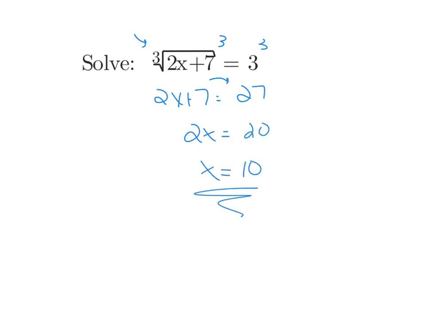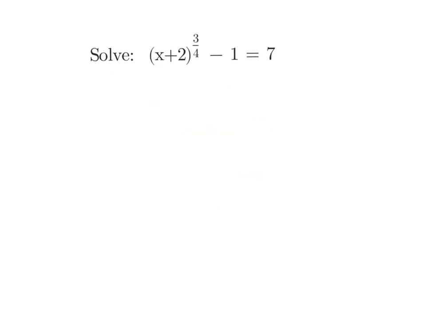And there we go. Check your answer. Plug 10 back in there. If I put 10 in there, 2 times 10 is 20 plus 7. Cube root of 27 is 3. It works. Next one, x plus 2 to the 3/4 power, fraction exponent.